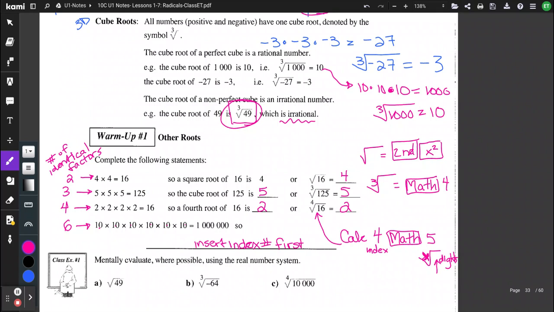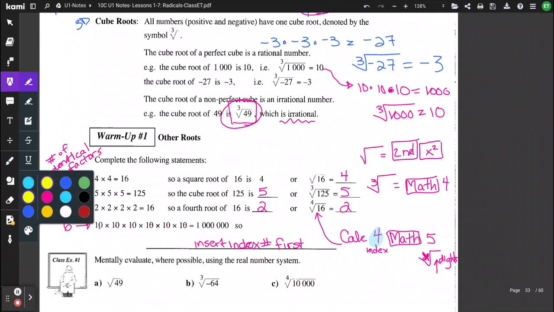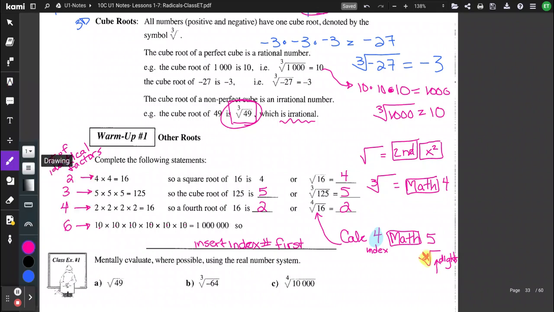Whenever you want to put a different index in, you've got to use the math 5. Math 5 will always put in this X one. It looks like an X where the index goes. That's why you have to type the index number first. We're going to practice typing in some of those on the bottom now.